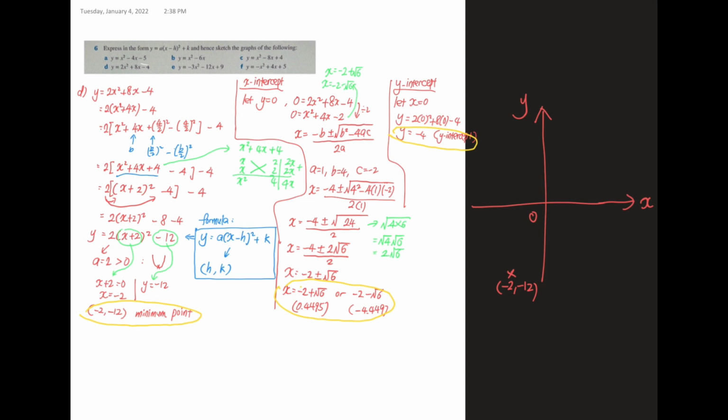And after that, we have the x-intercept, minus 4 and 0.4. Minus 4 should be around here. 0.4 is around here. Okay, so I sketch the graph first. As I know it's a minimum point, so the graph is going to be a smiling face graph, something like this. I sketch the graph first so that it looks smooth.